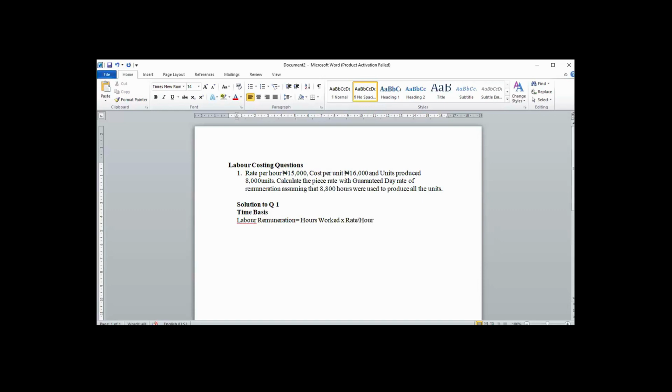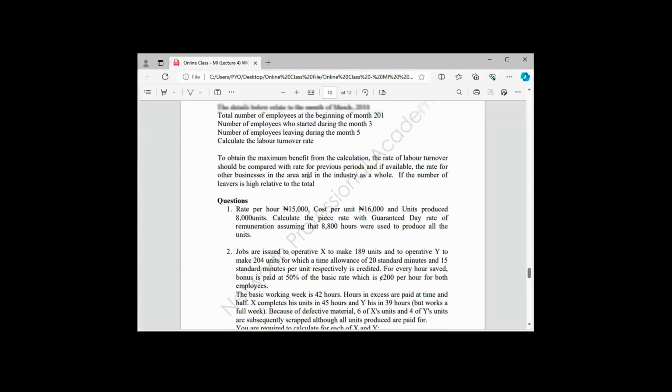This is the formula. We're using time basis now. It was in the note I gave you. What you gave us was you said something about straight piece rate, but the formula was speaking about units produced, number of units produced times rate per unit. Wait, you will get it now. See, this is the note.